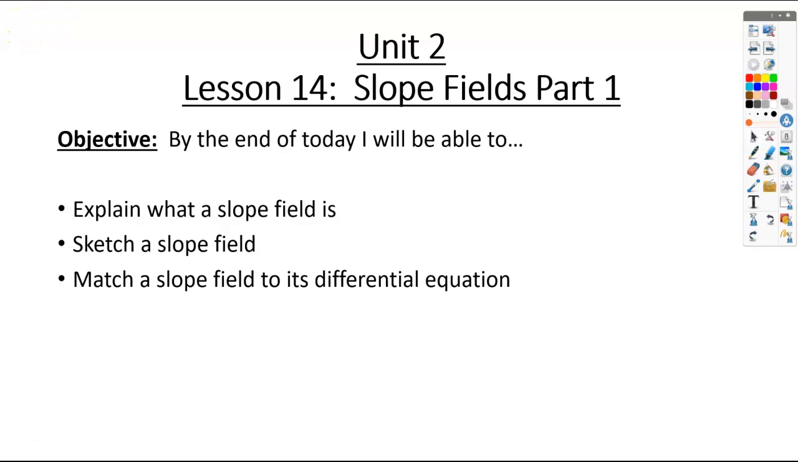All right, guys, welcome to lesson 14 of Unit 2. Today we're going to talk about these things called slope fields. We're going to teach you guys how to sketch one, and also you're going to learn how to match a slope field to a differential equation that it belongs to.